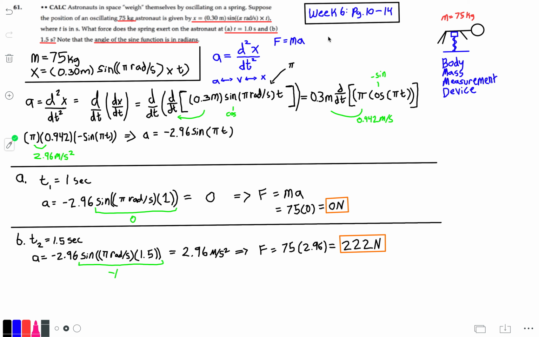And before I start, if there's anything that seems unfamiliar in this problem, I would recommend going to the Week 6 lecture notes and looking at pages 10 through 14 of the slides. I think that would give you a little better idea of what's going on.